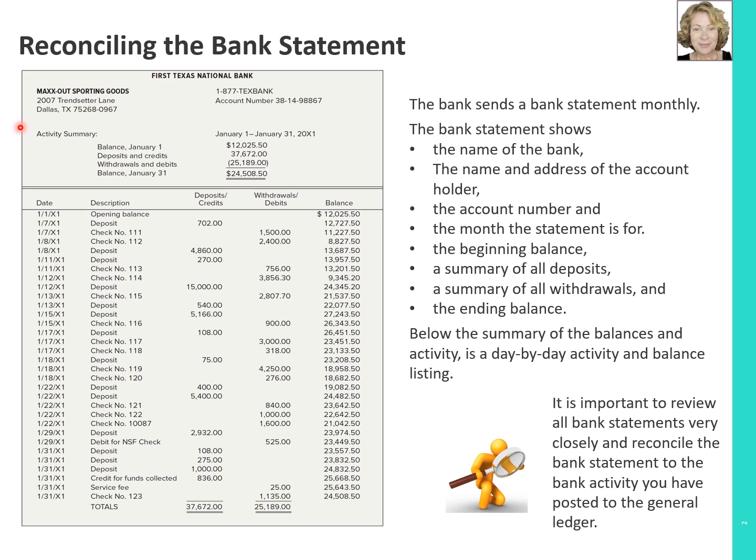The bank statement shows the name of the bank and the name and address of the account holder, the account number, and the month the statement is for. In addition, the bank statement shows the beginning balance, a summary of all deposits, a summary of all withdrawals, and the ending balance. And below that summary of the balances and activity is a day-to-day activity and balance listing.